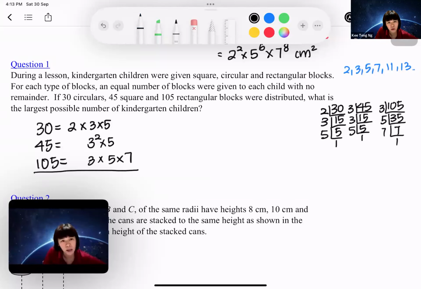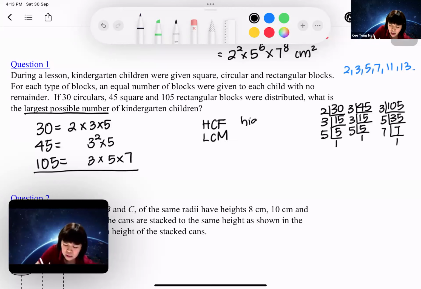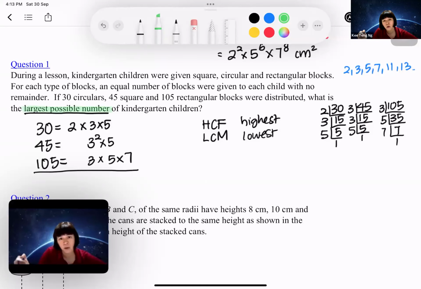Right? Then my question is, I need to give out the same number of blocks to each child. So this number need to be divided, right, to the same number. What is the largest possible number? Am I going to use the highest common factor or the lowest common multiple? Is it the highest or is it the lowest? Question actually gave us a hint. This one is what? Largest possible number. Which one do you think I should use?